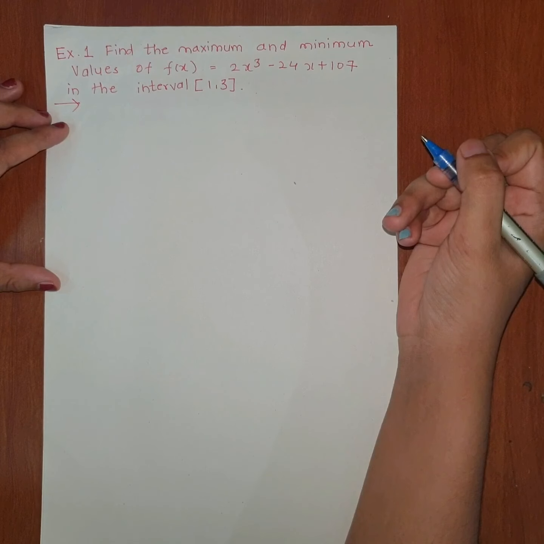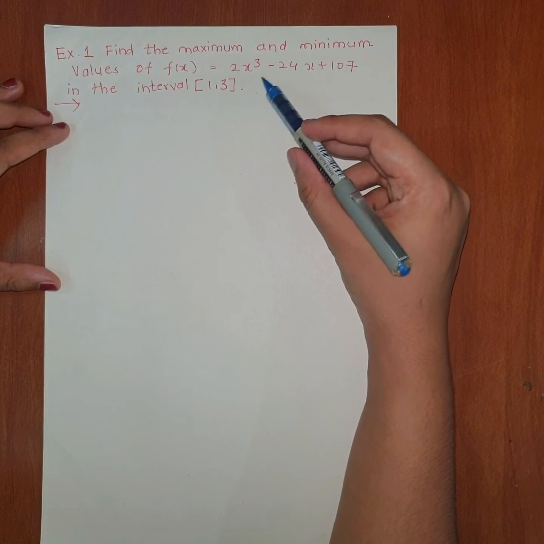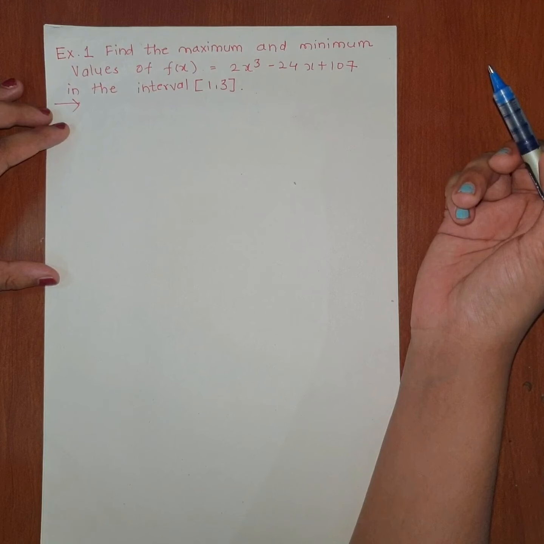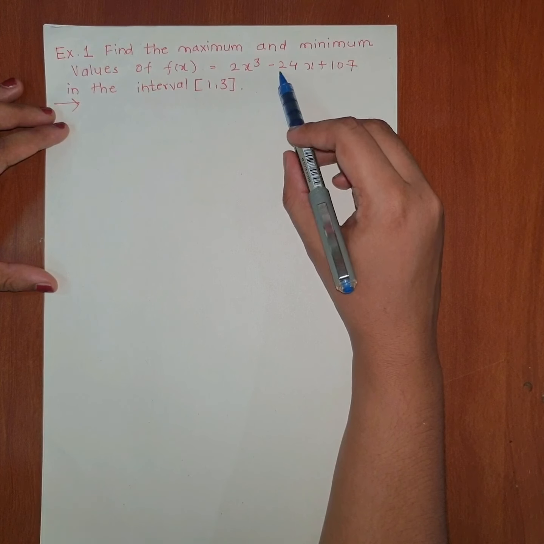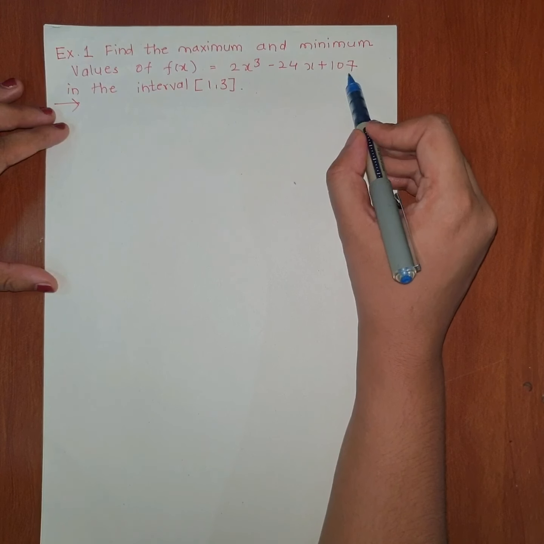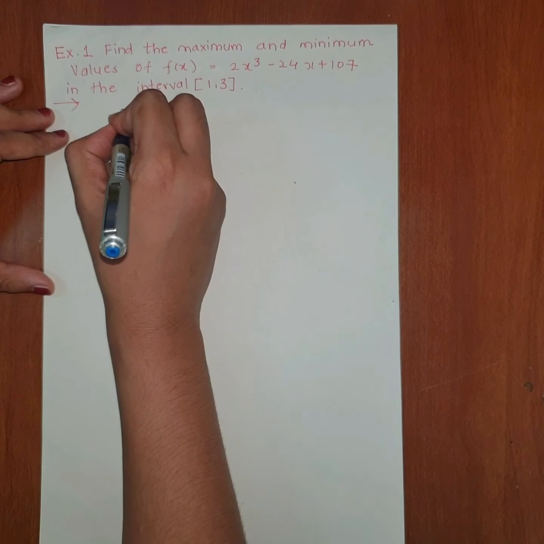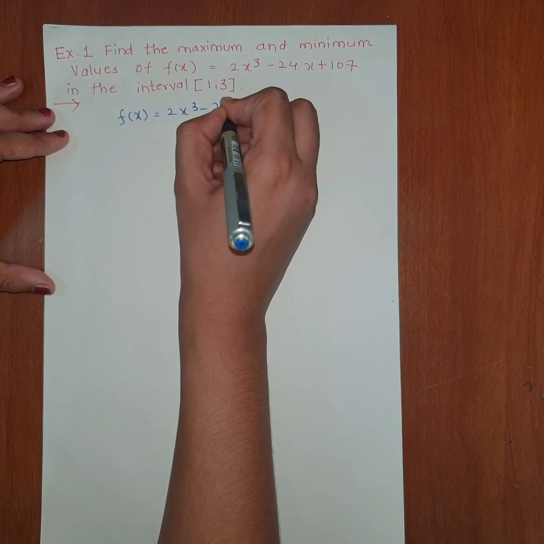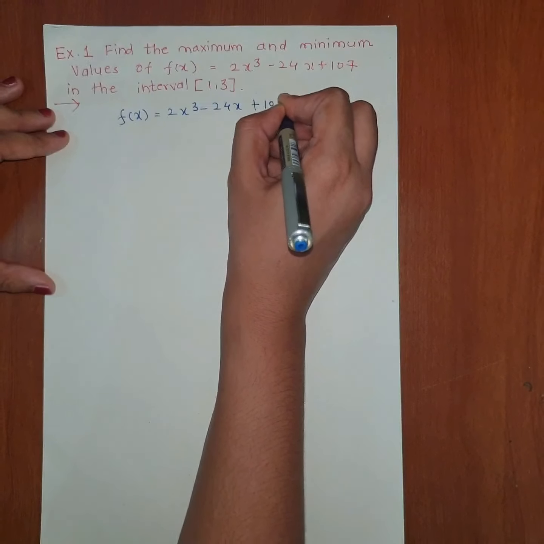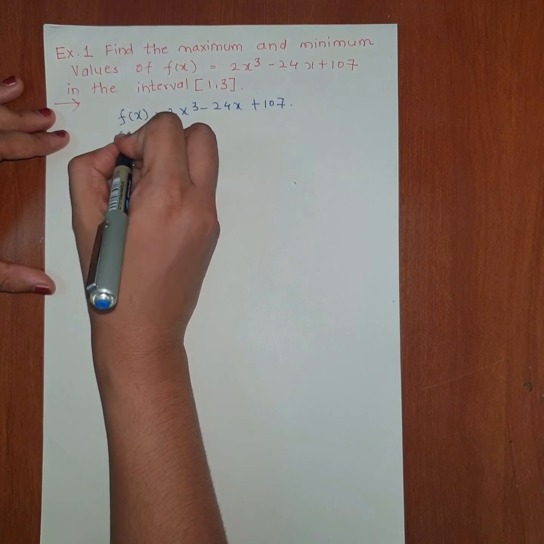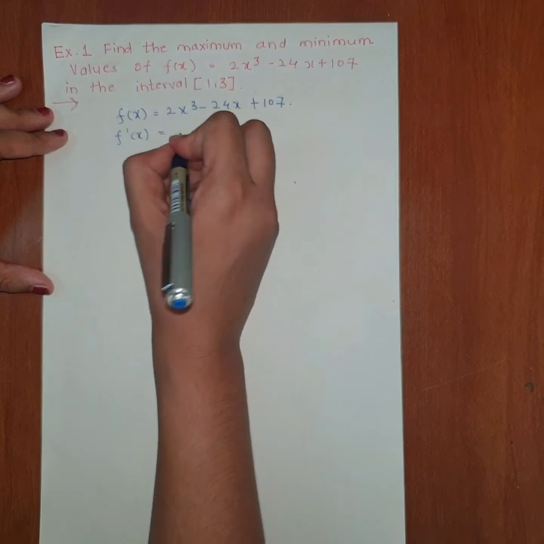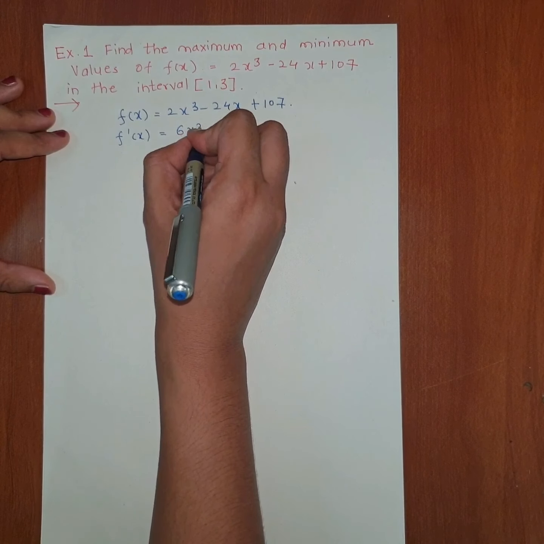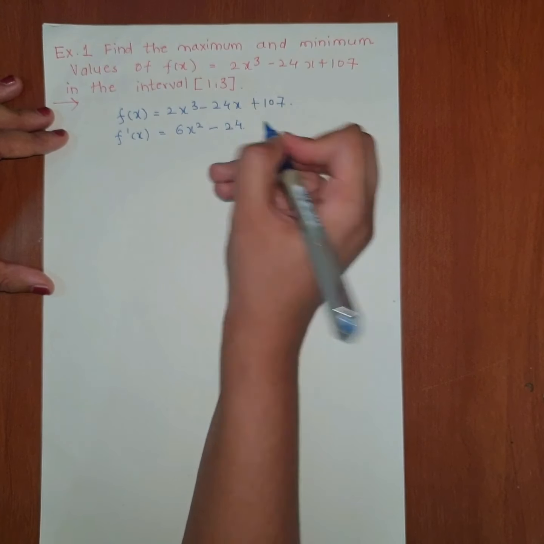Today we are going to see how to find the absolute maximum and minimum value of a function in the closed interval. So our function is 2x cube minus 24x plus 107. So first we write our function. Then we take the derivative of f of x. So the first derivative of f of x will be 6x square minus 24.